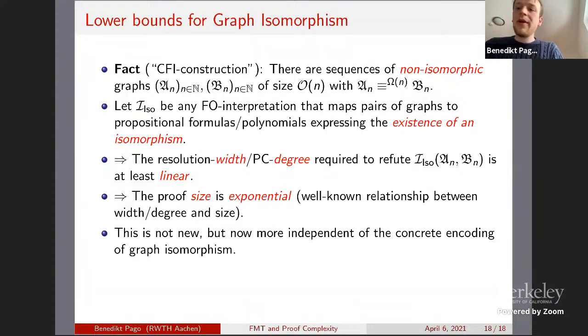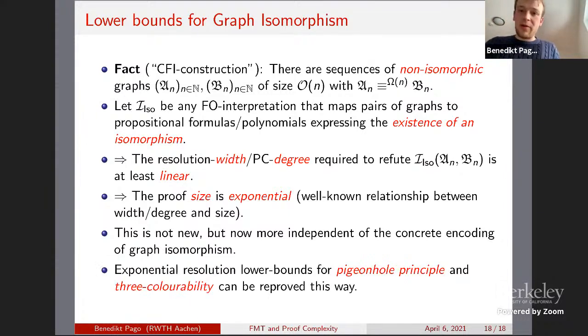And all this is not new. These lower bounds had already been known. But now we have this unifying framework for proving them. Also, this is more independent of the encoding of the graph isomorphism problem, because our results hold for any encoding up to first order interpretations. And lastly, one can say that other lower bounds from proof complexity can also be reproved using these methods. For example, well-known exponential lower bounds for resolution for the pigeonhole principle and the three colorability problem for graphs can now also be inferred from finite model theory.